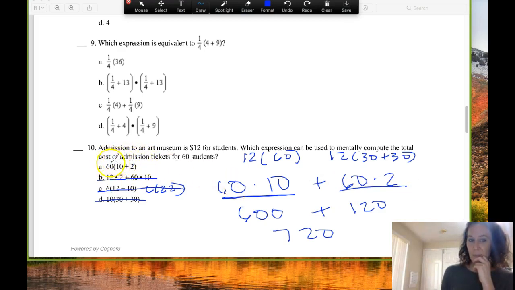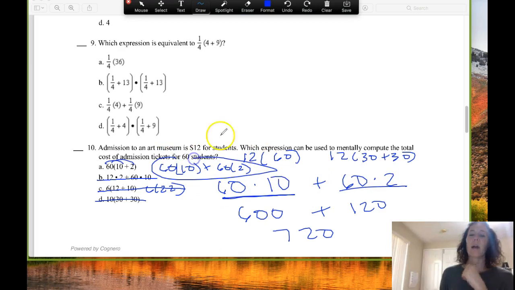That's what we did do. If I distribute this, I'm going to go 60 times 10 plus 60 times 2. And that's what we did do. 60 times 10 plus 60 times 2. It's just one way to break it out mentally.